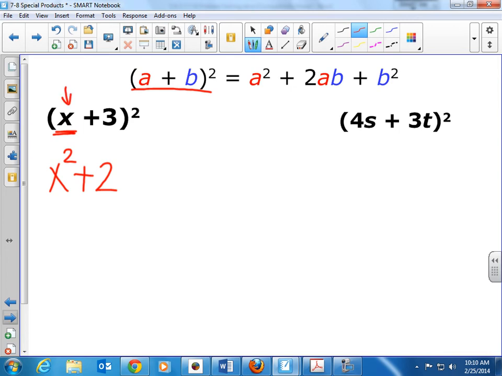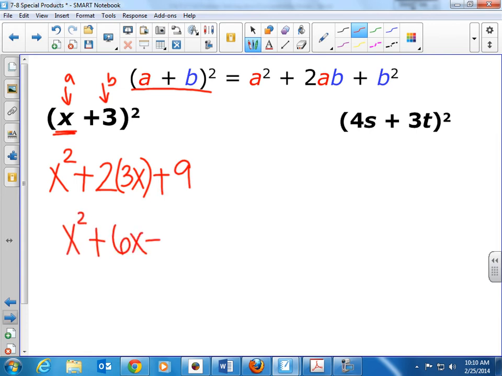So this is the a and this is my b. So what is 3 times x? It's 3x. So it's going to be 2 times 3x, and then my last term is going to be the b value, which is 3 squared, 9. So now if I clean this up a little bit, I'm going to get x squared plus 6x plus 9. All right, so that is what you get when you multiply x plus 3 times x plus 3.